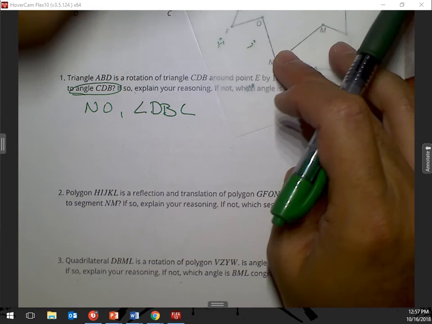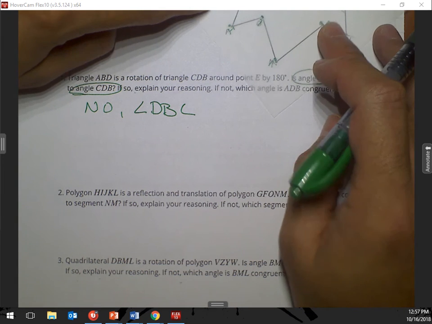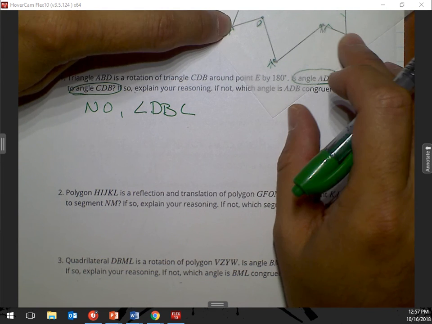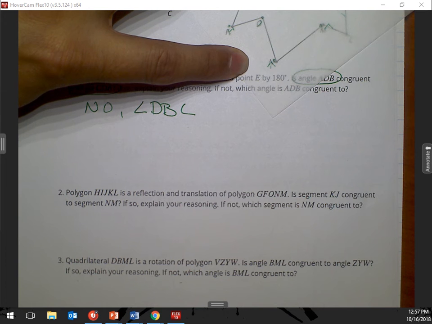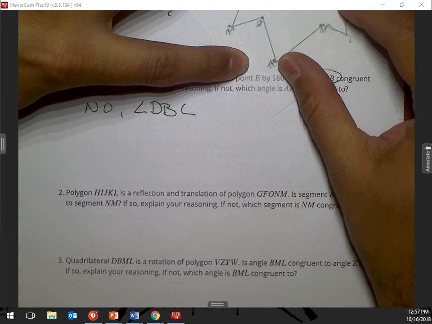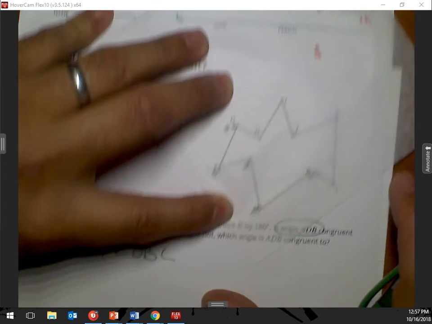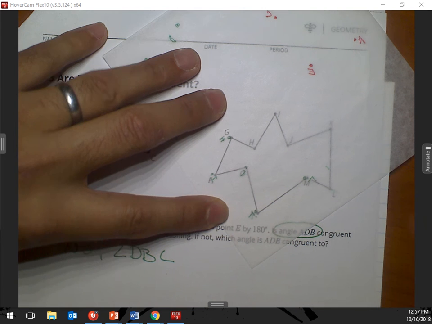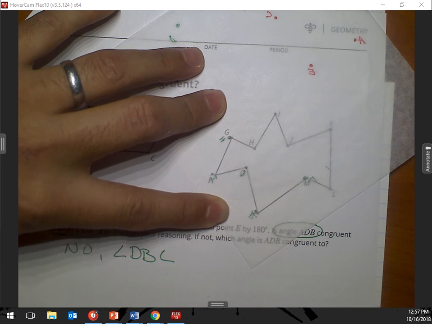So it's a reflection, so I flip it over. Now, does it line up? No. Oh crap, there he goes. No. B and L. So look, H goes on to G.